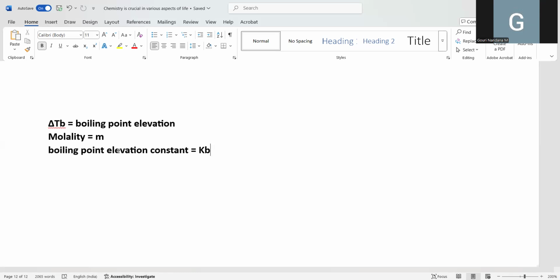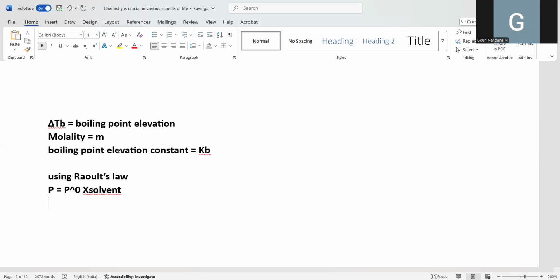So now we need to use Raoult's law. We can say that P is equal to P0 X solvent, where P0 is superscript 0 and solvent is the subscript.